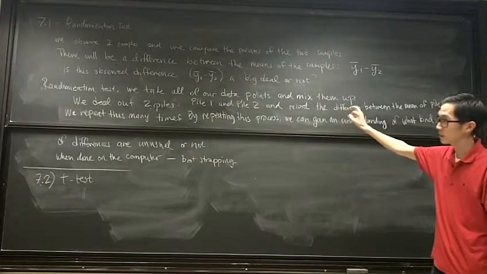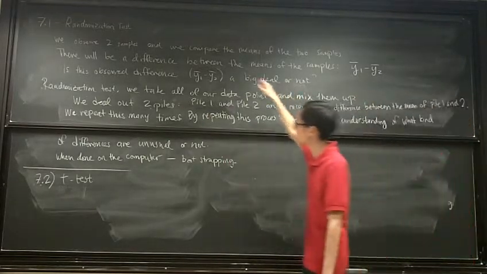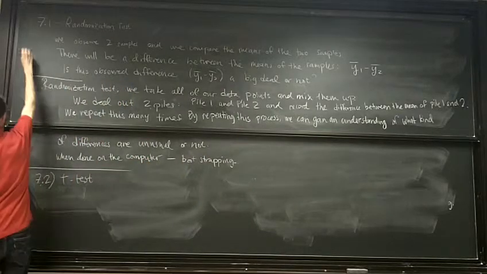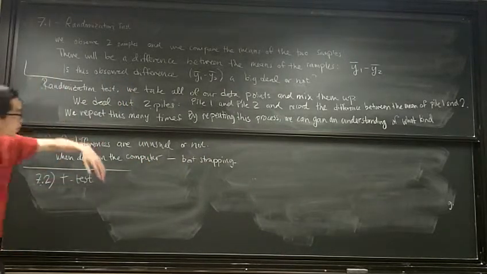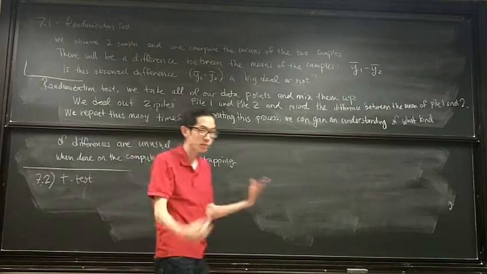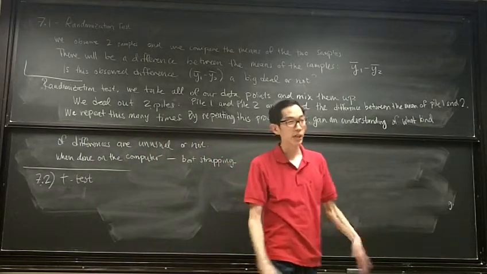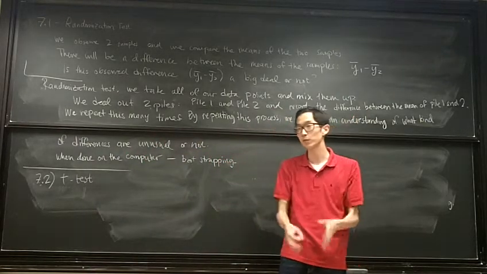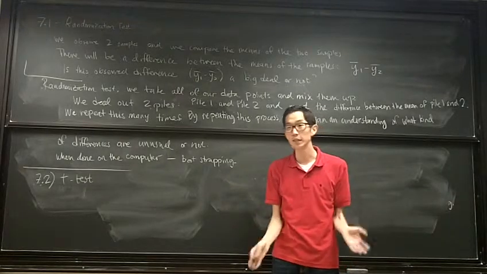And the t-test, it's still asking the exact same thing. This part up here, we observe 2 samples and we compare the means of the 2 samples, and there's some difference, y1 bar and y2 bar, and we want to know, is this observed difference a big deal or not? That part is exactly the same.